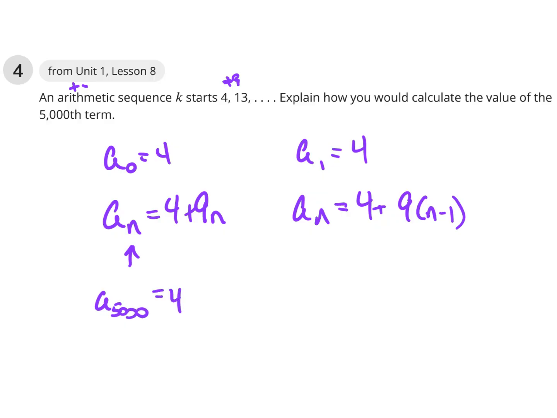And I get 4 plus 9 times 4,999. I have to calculate this because I'm given the 0th term, so I only need to go 4,999 times. So if my A of 5,000, I just stick in 5,000 minus 1. Whatever you remember from that unit, either way is equally valid.